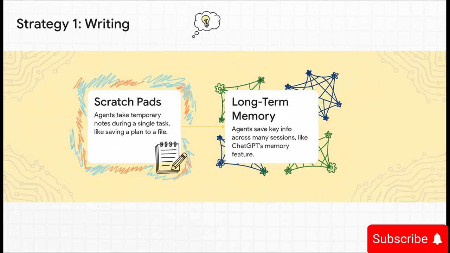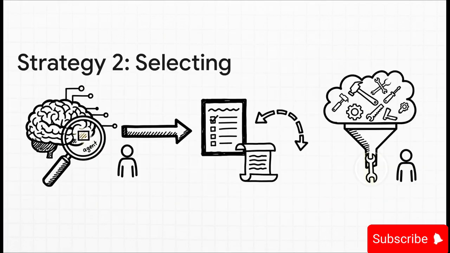First, you've got scratchpads. Think of this like an agent taking temporary notes on the side. For instance, researchers at Anthropic built an agent that writes out its entire plan to a file before it even starts, just so it can always refer back to it. Then you have long-term memory, which is for saving key information across multiple different sessions, which you've probably seen with ChatGPT's memory feature.